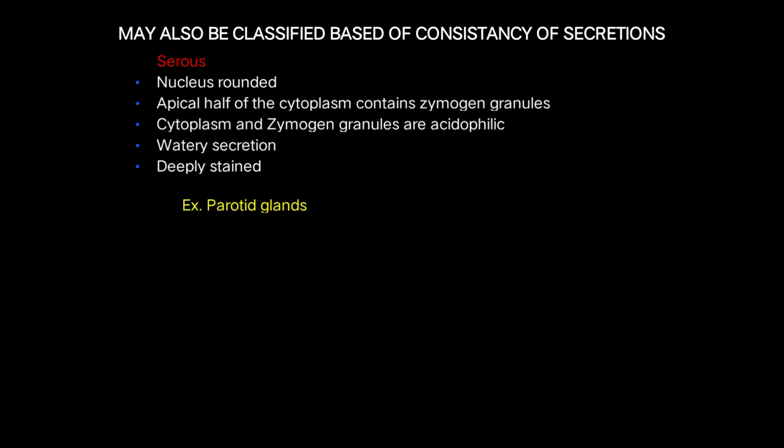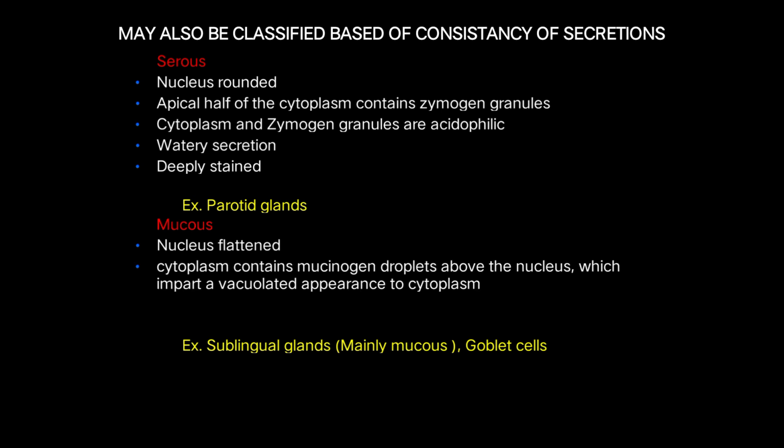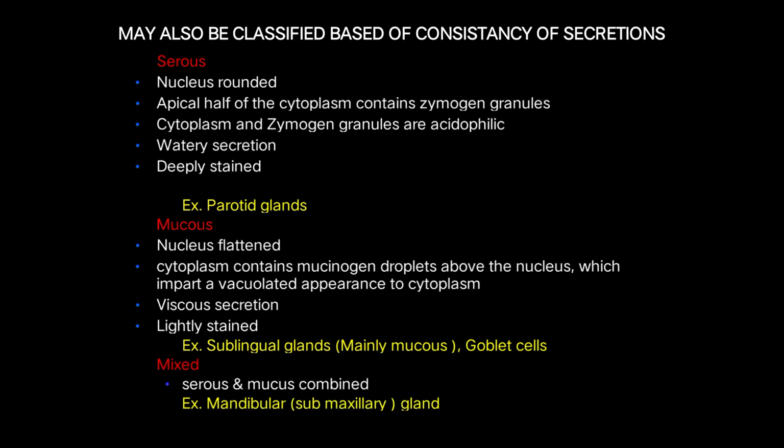An example is the parotid gland, a salivary gland; the secretion from this gland is serous in nature. After that, mucous glands, examples are the sublingual gland or goblet cell. The nucleus is flattened. In this case, the cytoplasm contains mucinogen droplets above the nucleus, which impart a vacuolated appearance to the cytoplasm. Viscous secretion is coming, and it is lightly stained. So this is the mucous type, meaning sublingual glands are mucous. After that, mixed, where serous and mucous are combined. That is the mandibular or submaxillary gland, of mixed type.